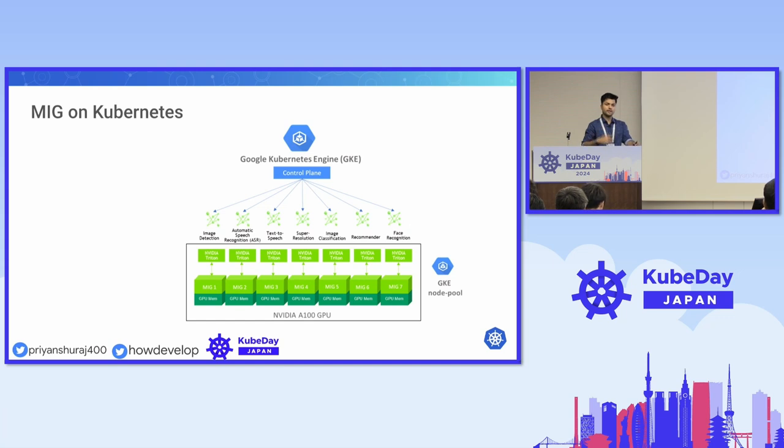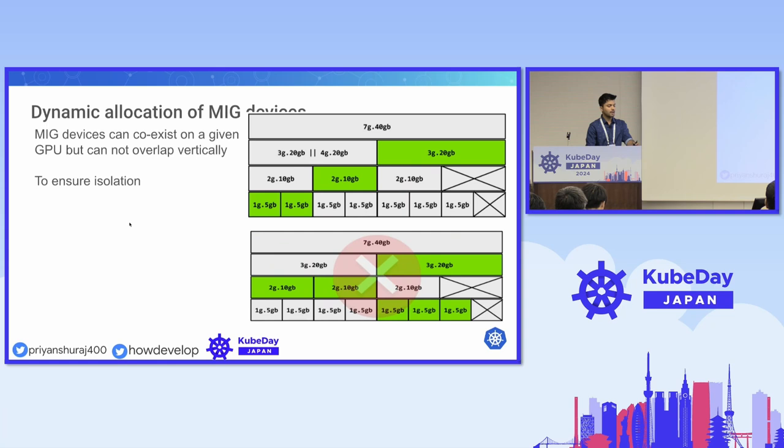GPUs using DRAs. And lastly, this is a critical layer: how the breakdown of the GPU occurs. How the allocation actually happens creates the concept of space isolation of the MIGs. So the breakdown of the allocation of MIGs is always going to be horizontal and in a vertical direction.